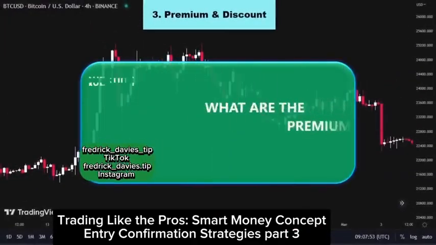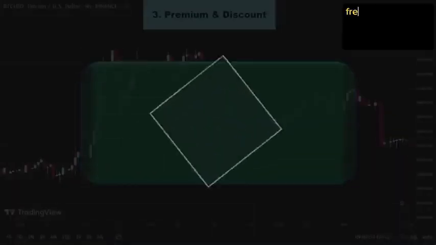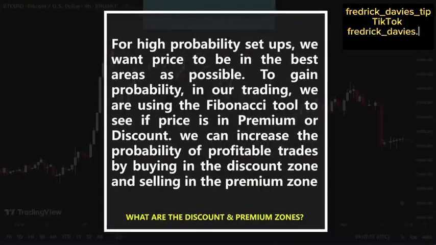What are the premium and discount zones? For high probability setups, we want price to be in the best areas as possible. To gain probability, in our trading we are using the Fibonacci tool to see if price is in premium or discount. We can increase the probability of profitable trades by buying in the discount zone and selling in the premium zone.